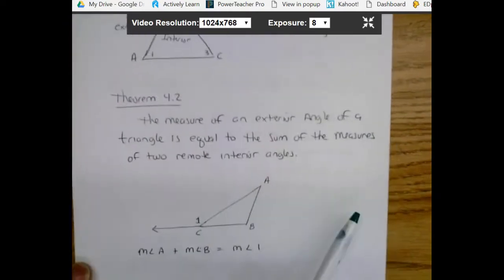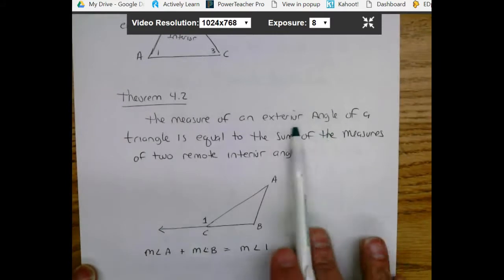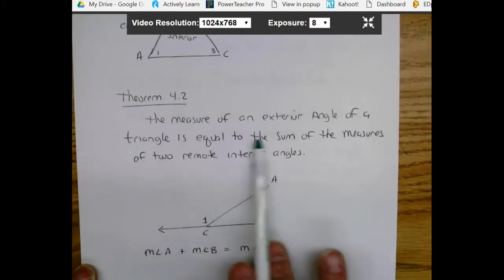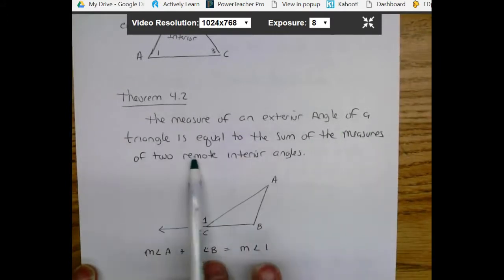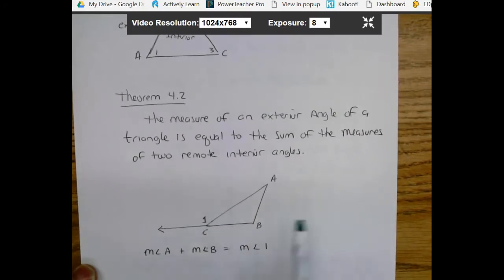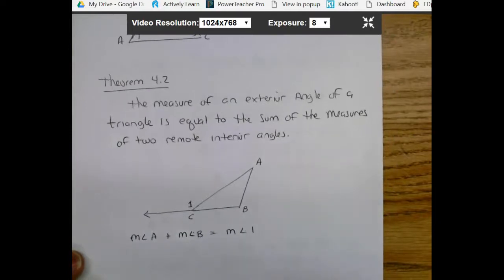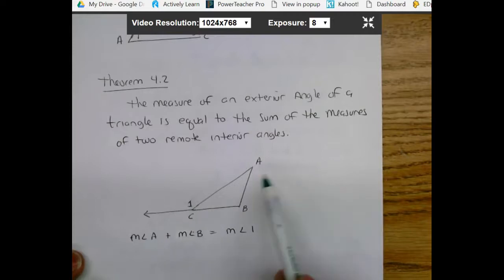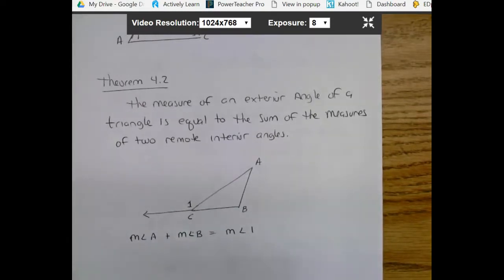The theorem here says the measure of an exterior angle of a triangle is equal to the sum of the measures of two remote interior angles. Okay? So if we look at this here, we might have this exterior angle on the outside, right? And then we could say the measure of angle A, this one, plus the measure of angle B, this one, is equal to the measure of angle 1. Okay? That's kind of what that theorem says.